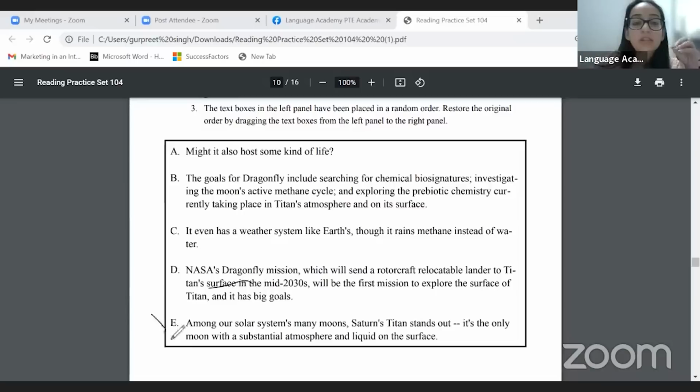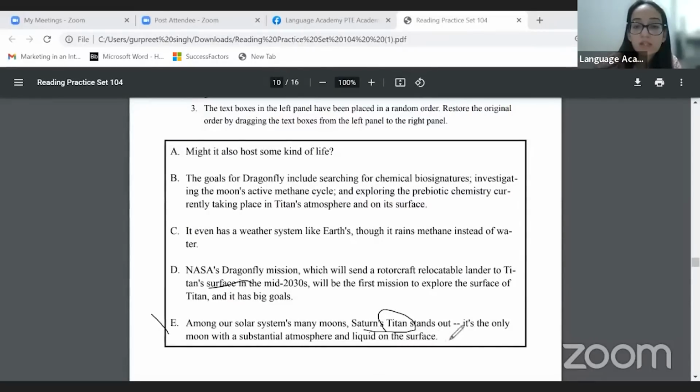So you have to start with E, that among our solar system's many moons, Saturn's Titan, meaning the moon of Saturn, which is called Titan, stands out. It is the only moon with a substantial atmosphere and liquid on the surface. This is where you're introducing that out of all the moons, we are going to talk about the moon of Saturn, whose name is Titan. And then you start talking about Titan. Without introduction, you cannot start giving details. We are sending this to Titan, we are sending that to Titan. So this is the way of finding the first sentence, where is the introduction.